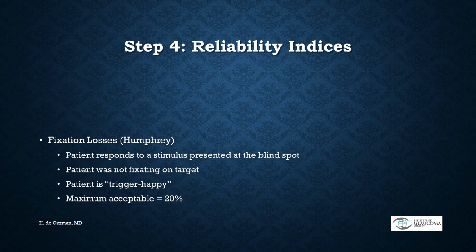Fixation losses are only mentioned on the Humphrey because the Octopus automatically discounts all results from the times when the patient was not fixating. So fixation losses are caught when the patient responds to a stimulus presented at the blind spot where they're not supposed to see anything. So the patient is either not fixating properly, or the patient is trigger happy and responding just to the sound. So the maximum acceptable is 20%, although ideally you want this to be 0.